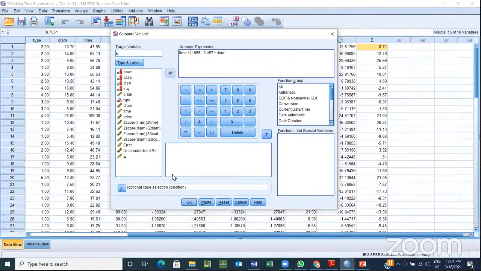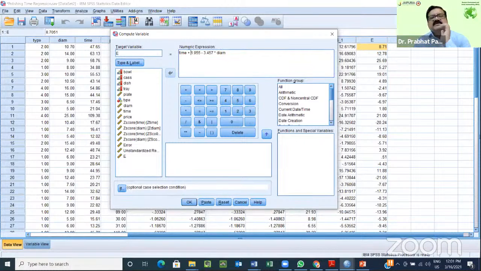The rest is fine. Sir, I think that will be minus. No, it will be plus because the intercept value is in minus. So y minus the intercept value, so minus minus, it will be plus. So let me see if it works.